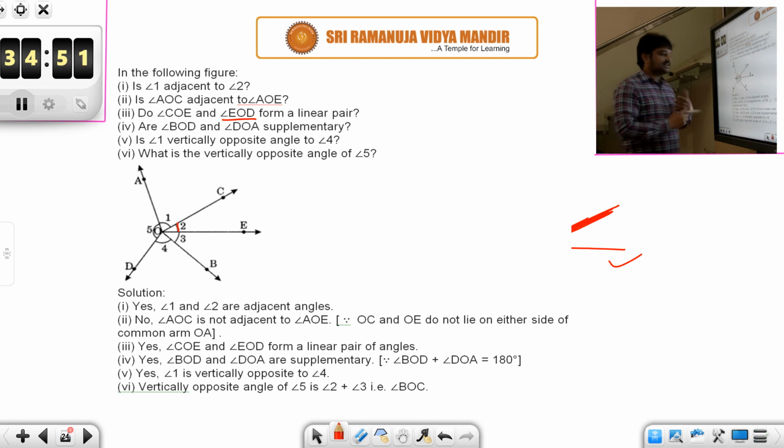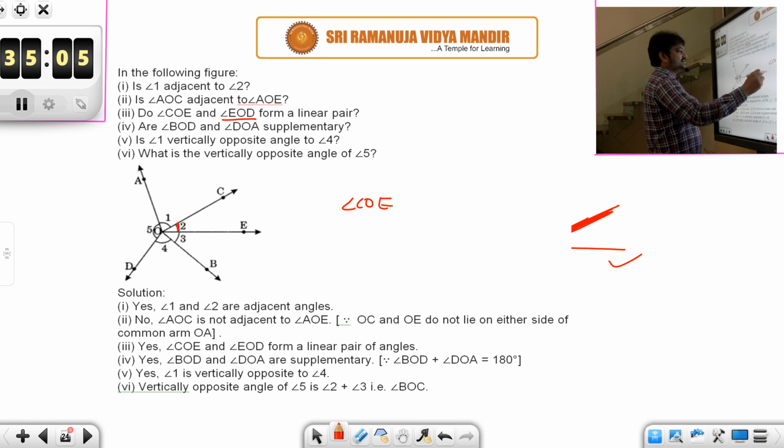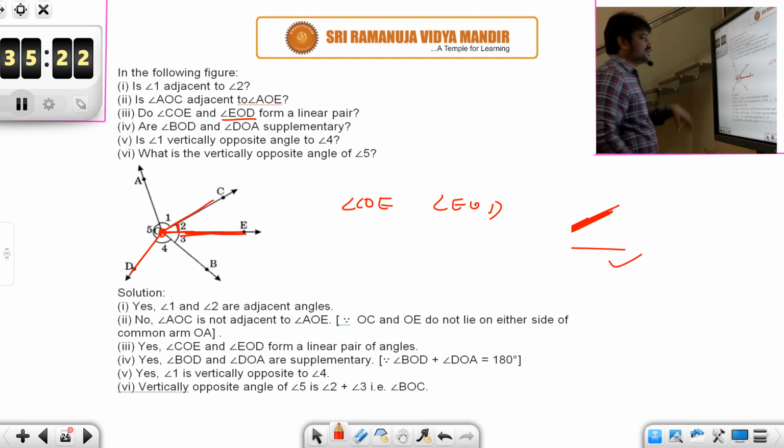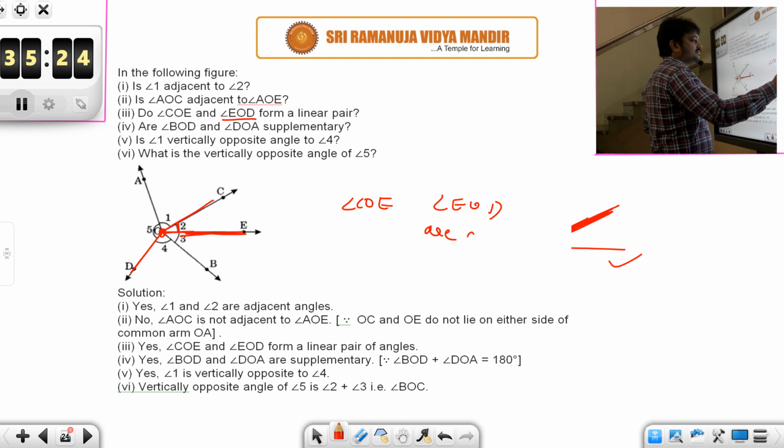This is the question. First of all, linear pair means what? Linear pair of angles means they should be adjacent angles. First of all, are they adjacent? COE and EOD, are they adjacent angles? Yes. O is the common vertex and OE is the common arm, and the arms OC and OD are on opposite sides of the common arm. So these are adjacent.